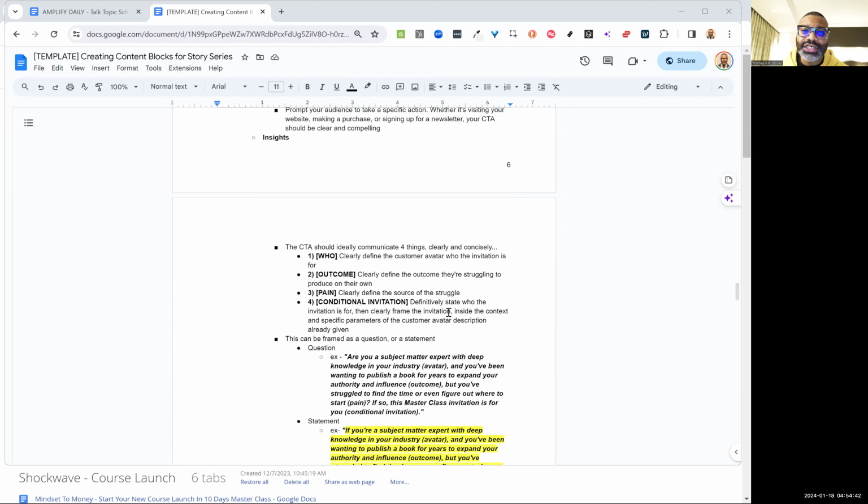Number 4 is the conditional invitation. Definitively state who the invitation is for, then clearly frame the invitation inside the context and specific parameters of the customer avatar description already given. This can be framed as a question or as a statement.